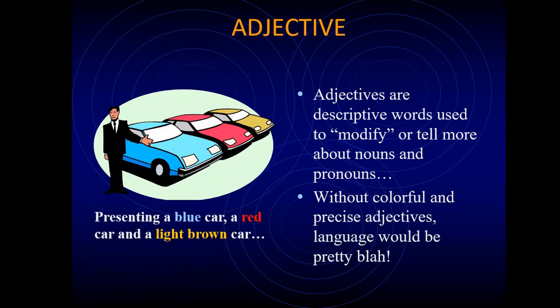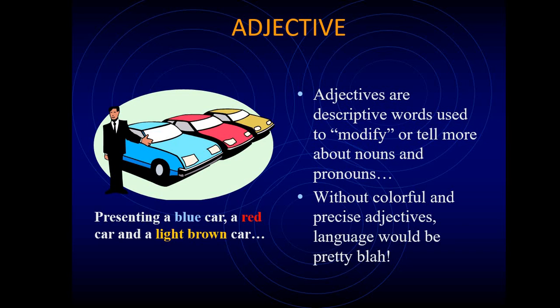Example, we have three cars here, presenting a blue car, a red car, and a light brown car. So, the adjectives here in these sentences are blue, and it describes the noun car. Red is the adjective, it describes car. And light brown is a compound adjective that describes the noun car. Okay? So remember, adjectives are words that describe a noun or a pronoun. And they can also describe a pronoun.